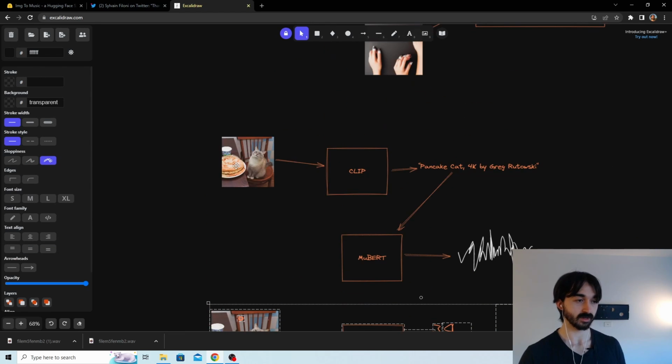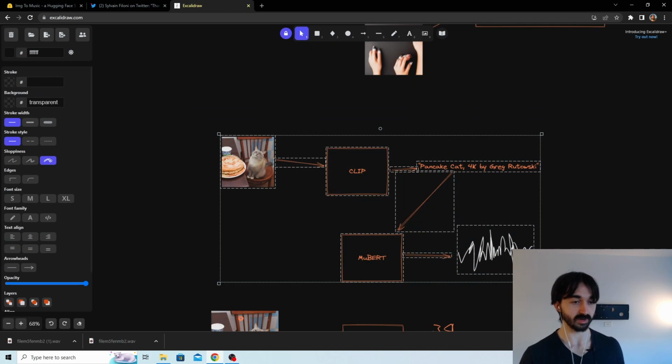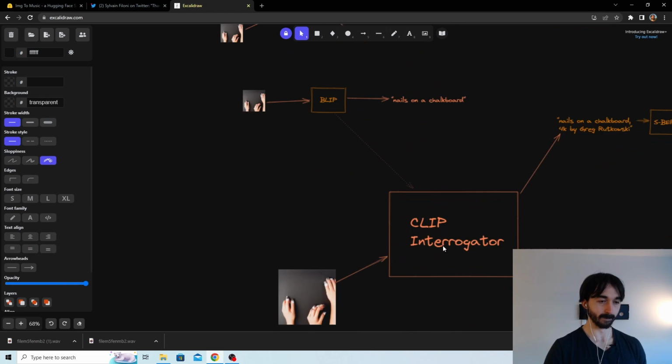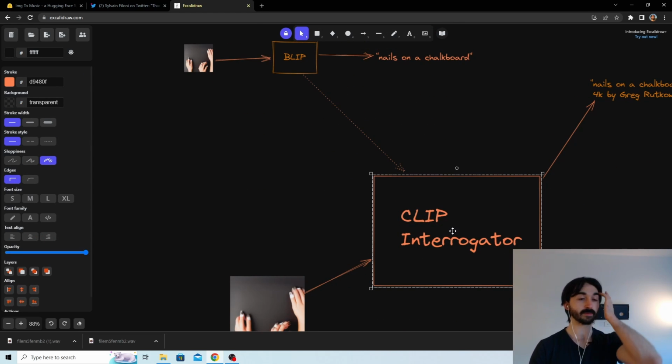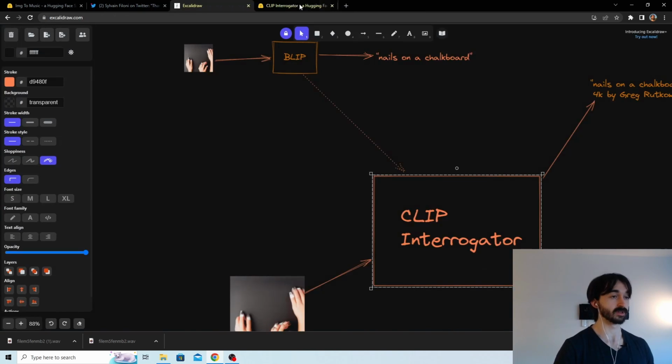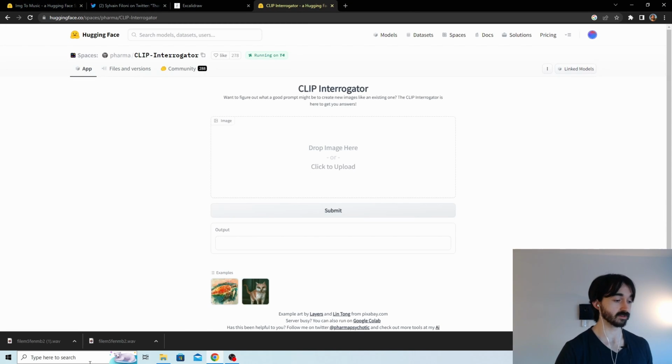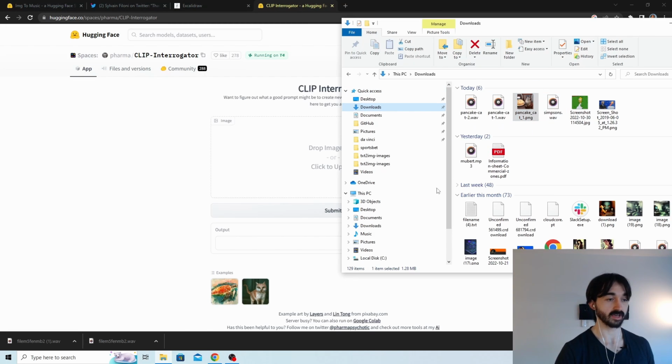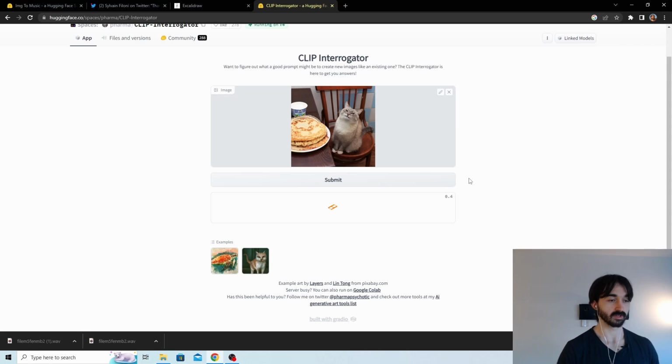algorithm. Let's just go through the inner workings of this one here and see if it's any good. Okay, so we start off with something called Clip Interrogator. So Clip Interrogator is a project managed by this pharma psychotic guy, and it's also been hosted on Hugging Face, and basically it lets you take an image and it'll generate a description of the image.